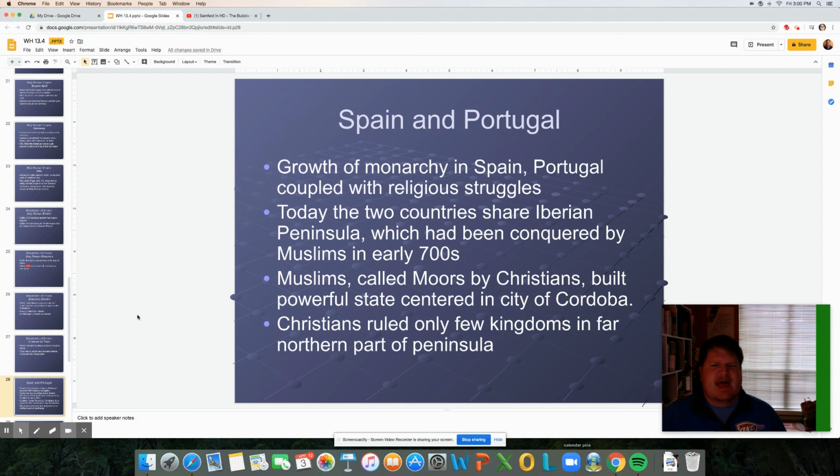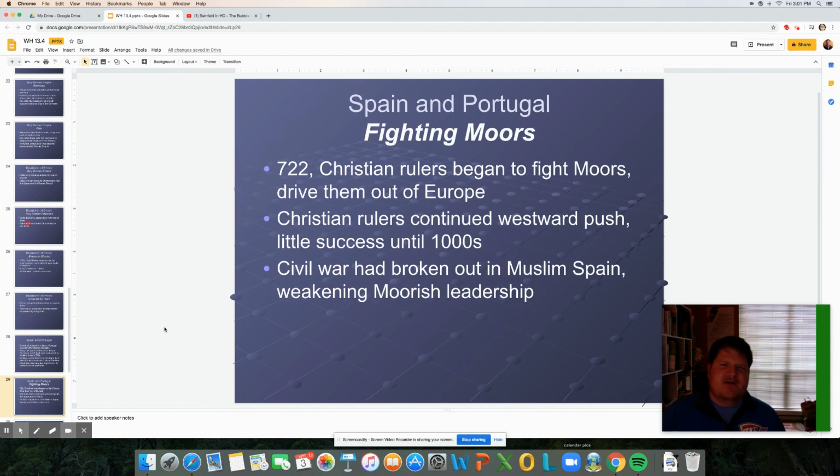Today the two countries share the Iberian Peninsula, which had been conquered by the Muslims in the early 700s. Muslims, called the Moors by the Christians, built powerful states centered in Cordoba. We talked about the tolerance in Cordoba, and the science and math going on. But the northern Christian kingdoms were trying to take back Spain. So we see the fighting with the Moors in 722. The Christian rulers began that fight to drive them out of Europe.